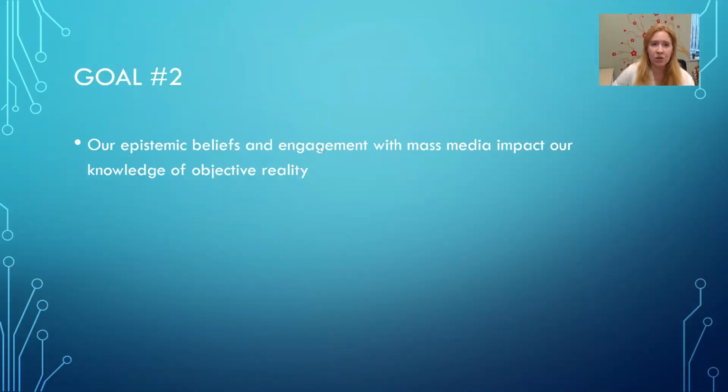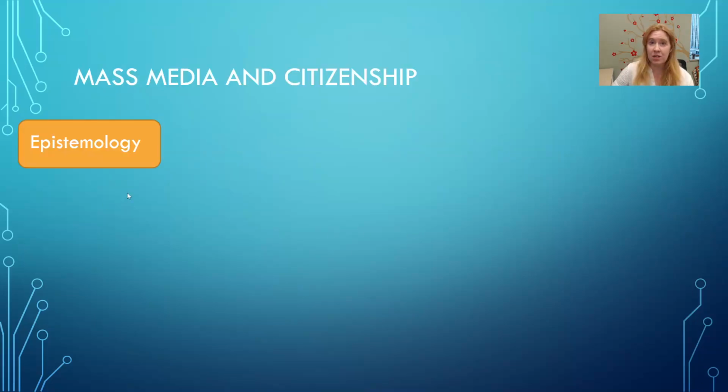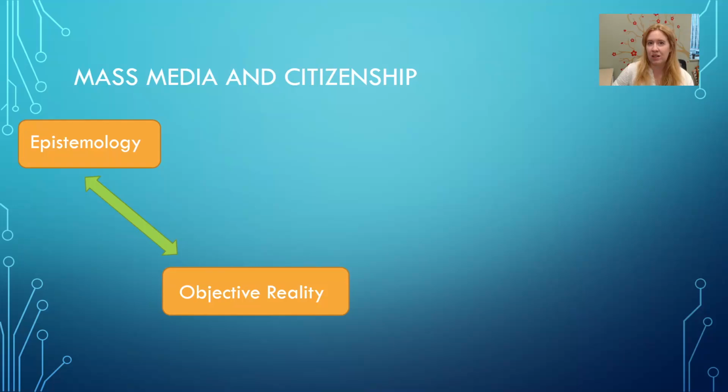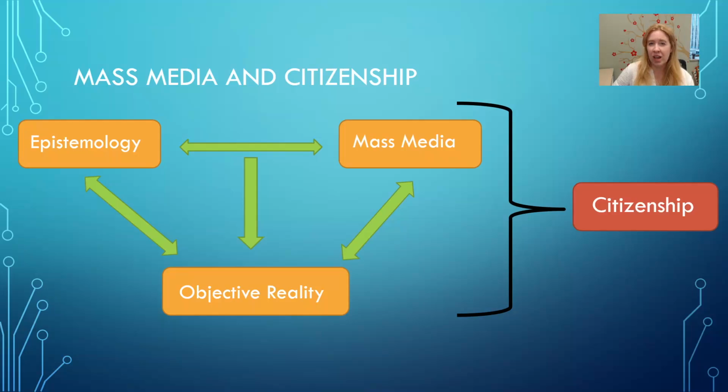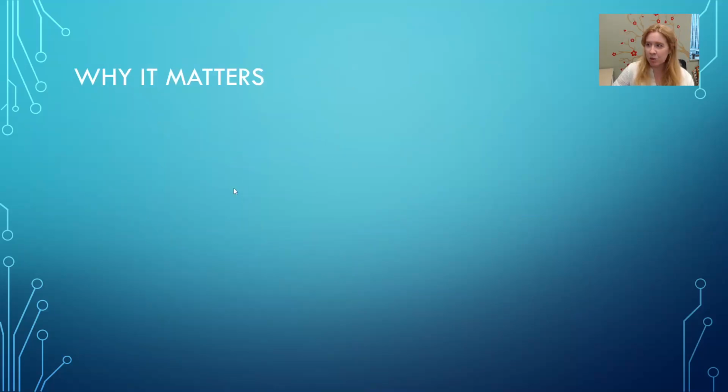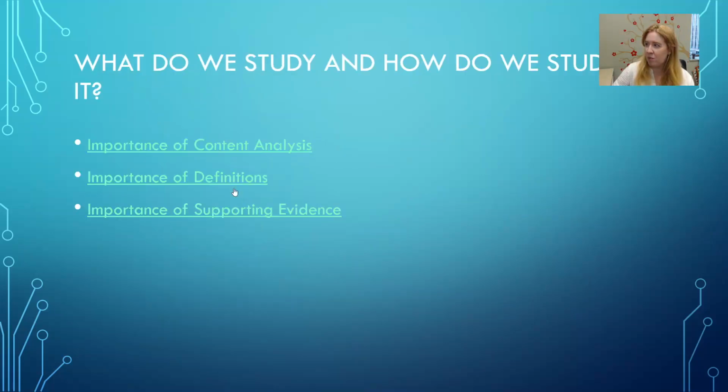Now let's talk about our second goal in the class, which is to talk about how our epistemic beliefs and engagement with mass media impact our knowledge of the objective reality. So, like we said, your epistemology has an effect on what you think is real, and the media that you engage in has an effect on what you think is real. And your epistemology and mass media interact with each other as well. All these things together are going to have an impact on your decision making and behaviors as a citizen. So let's talk a little bit more about that, what it is and why it matters.